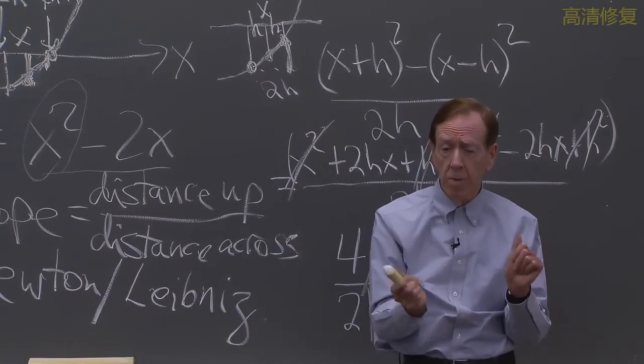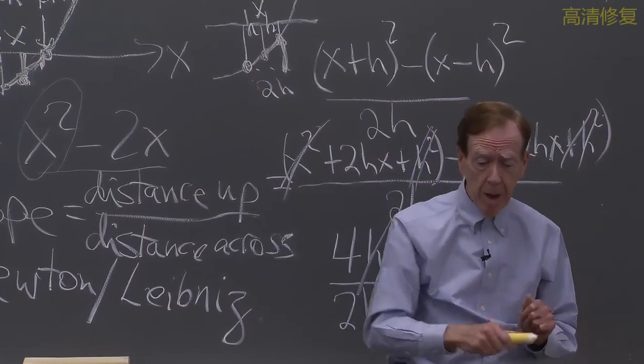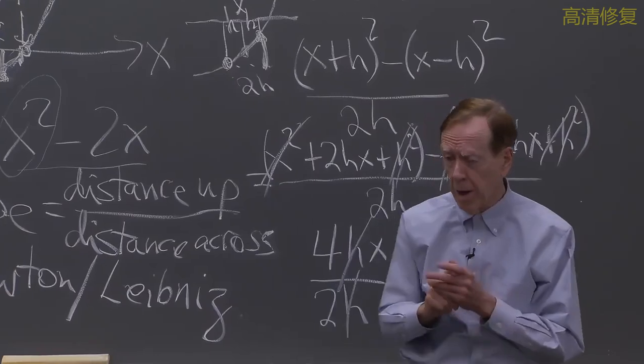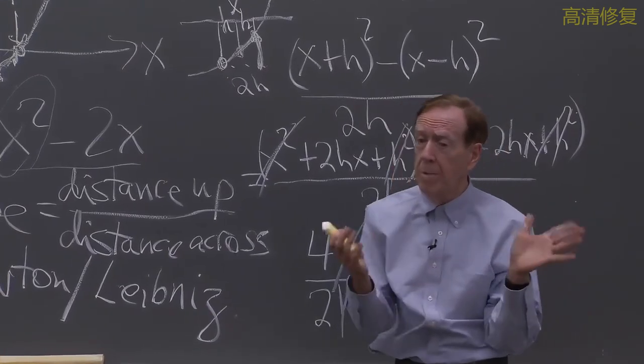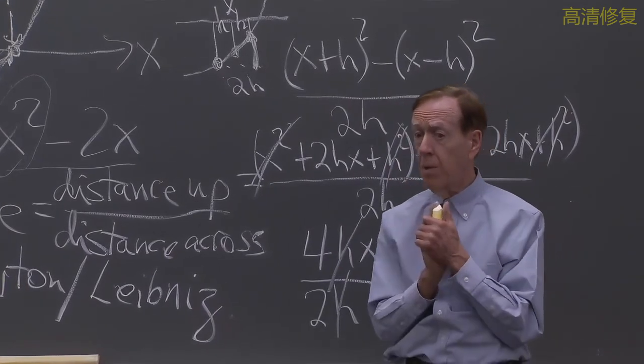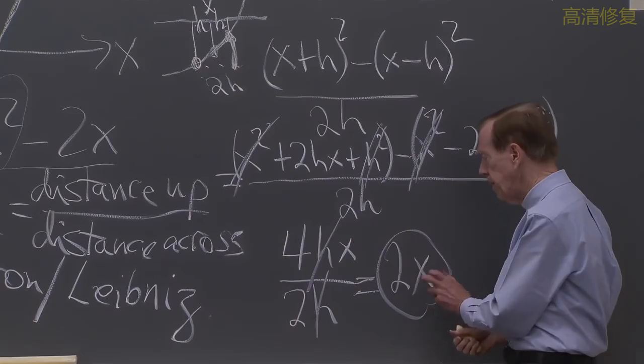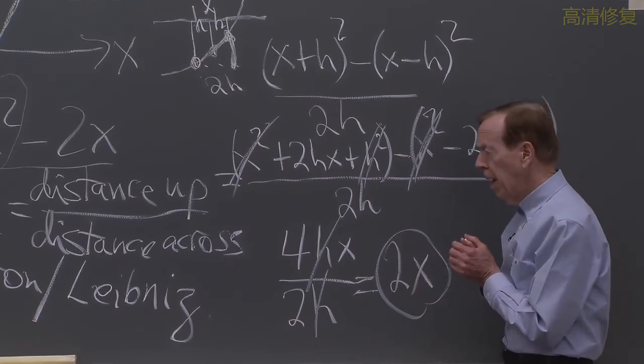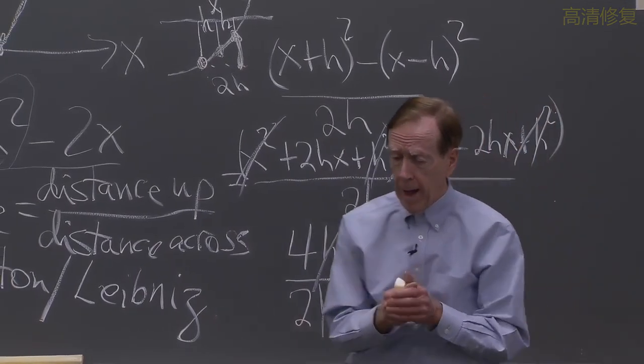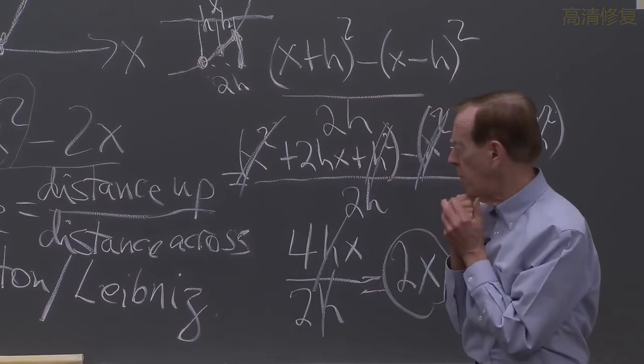If you want to know the slope of a parabola, of a quadratic y equals x squared, I would say maybe 1 million people in the world know that answer, that the slope is 2 times x. And you're now in that group.